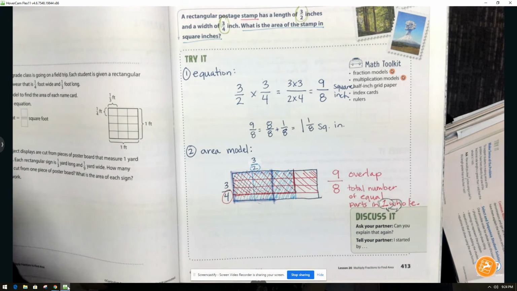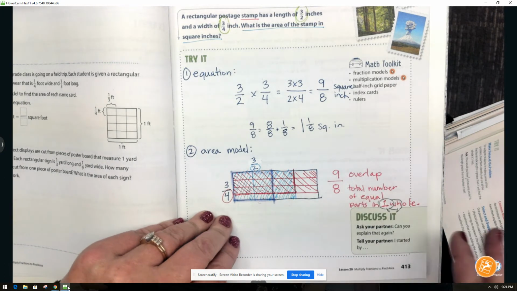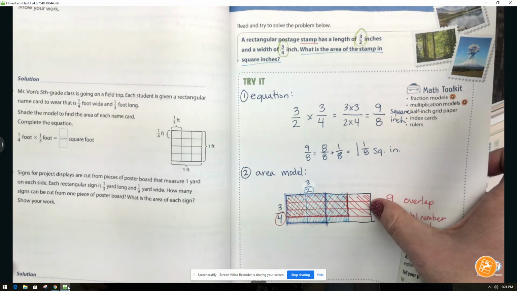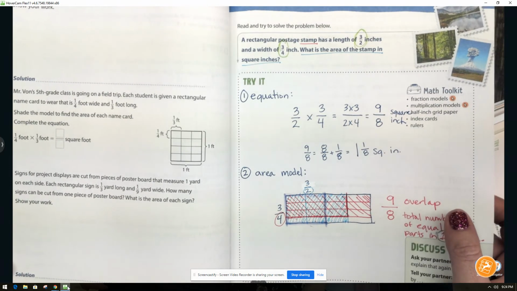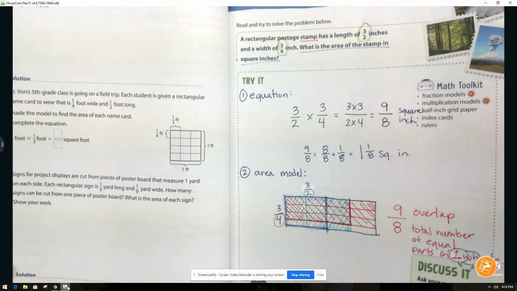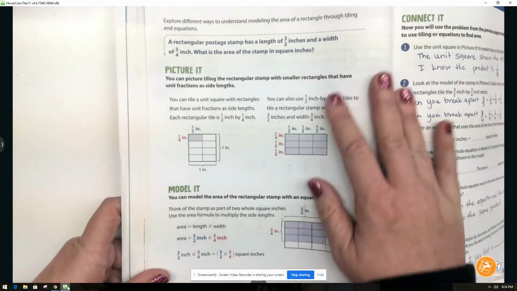All right, let's go ahead and go to the next page. We're going to talk a little bit more about this, but I think you guys have a pretty good understanding. I drew my area model this way. On the next page, I am going to warn you that they drew their area model a little bit differently, but I bet that you'll understand it once we get there.